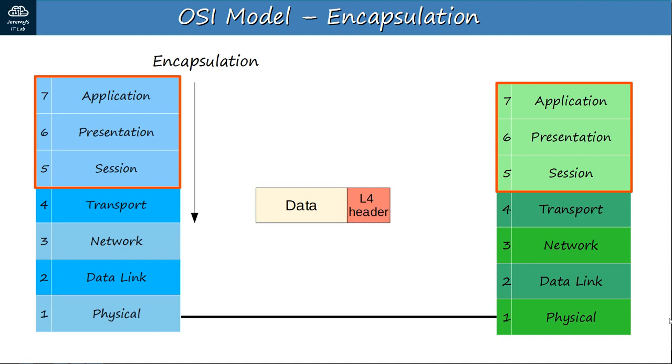Remember, if the data being sent is large enough, it will actually be segmented into smaller parts, and a layer 4 header will be added on to each segment. Next, that segment is passed on to layer 3, and another header is added on to the end, like this.